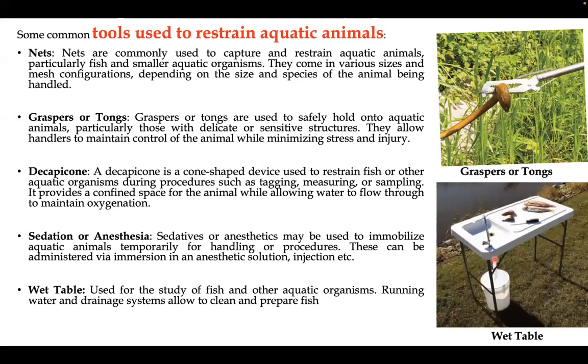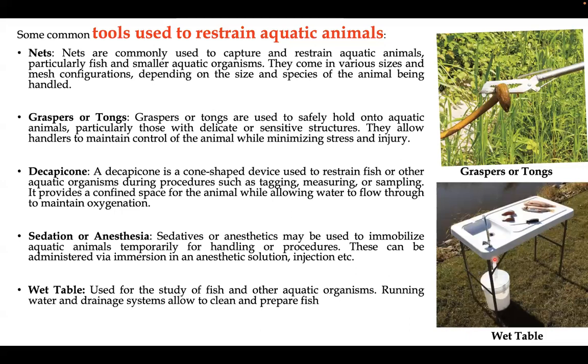The next slide is talking about the restraining tools of aquatic animals. So for aquatic animals, we know the nets are really common equipment to catch fish or other aquatic animals from the pond, because we cannot see from above the water what is inside. Net is really helpful in that case.